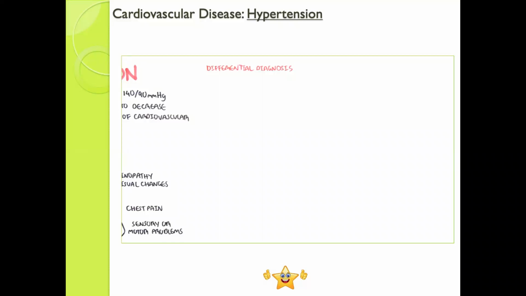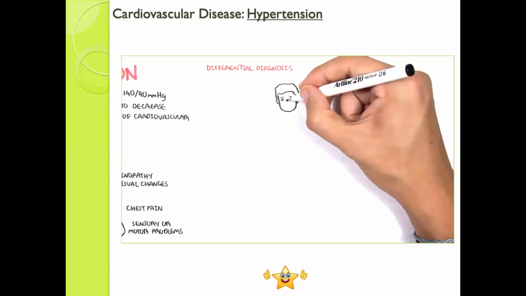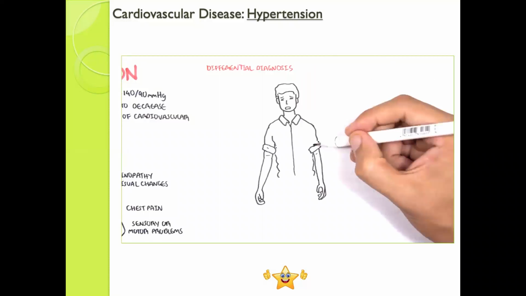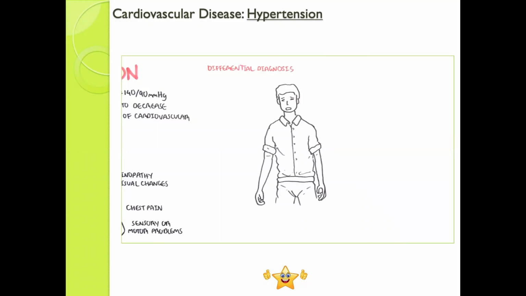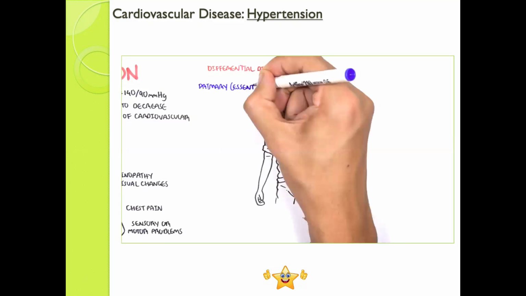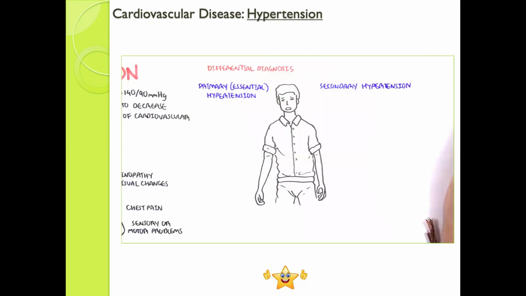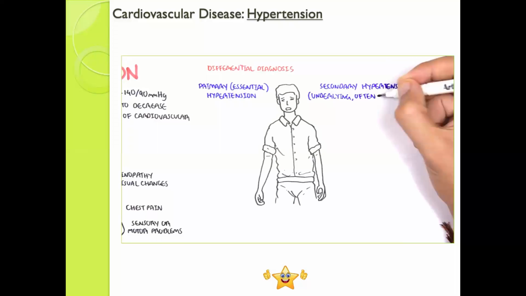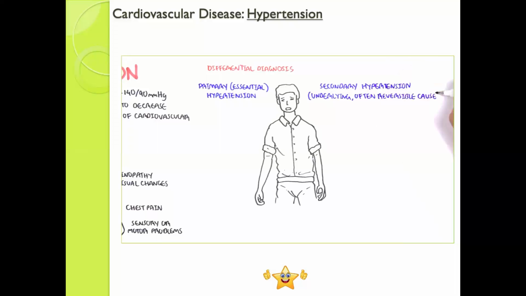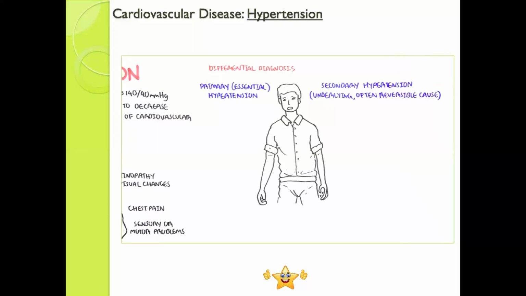Let us look at the differential diagnoses. Hypertension can be categorized as primary, also known as essential hypertension, or secondary hypertension, which is hypertension as a result of an underlying, often reversible cause. Primary hypertension is basically genetics and lifestyle.